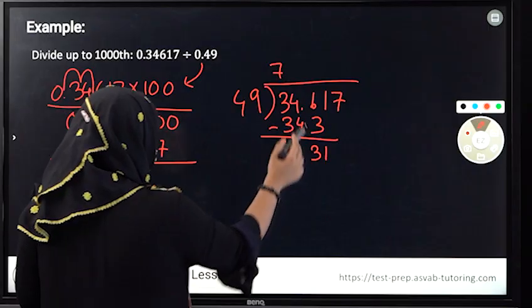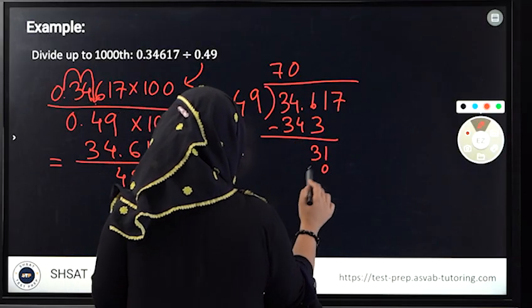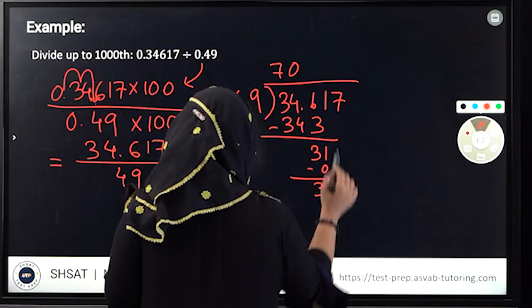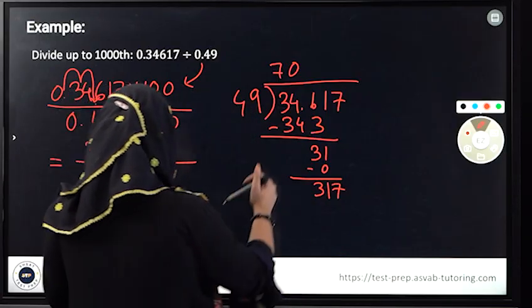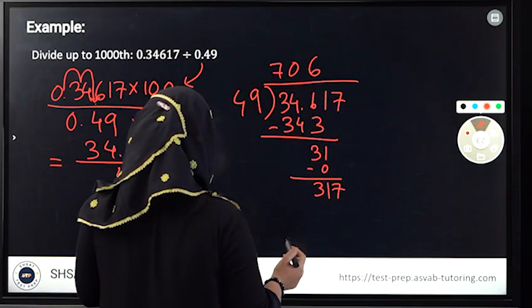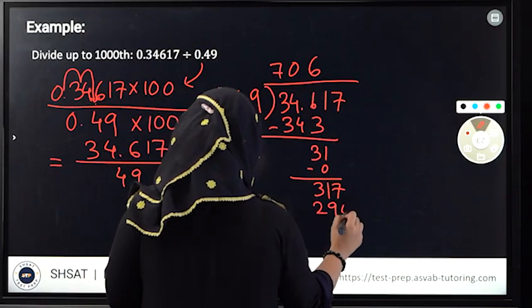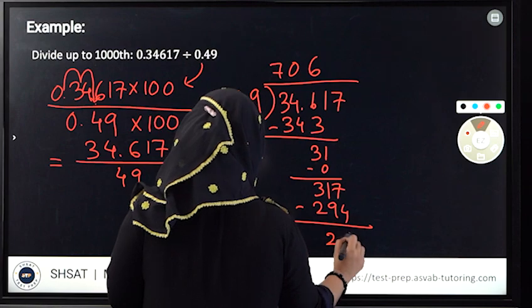Now, because it's 49 and it's 31, we can, of course, put a 0 over here. That just gives me 31 over again. We're going to put a 7 here. Now, we can do what? 49 times 6. That gives me 294. My remainder over here is 23.